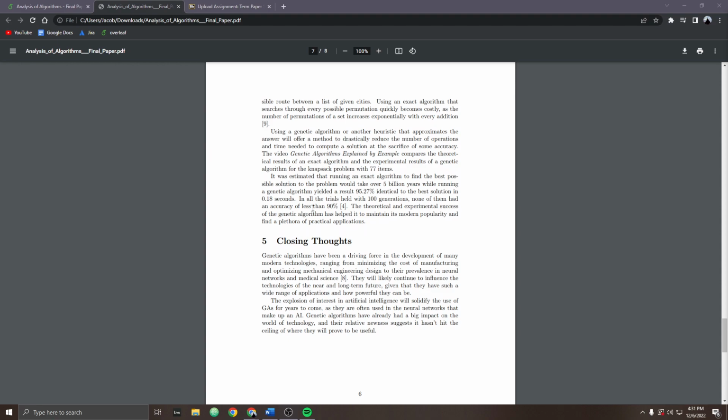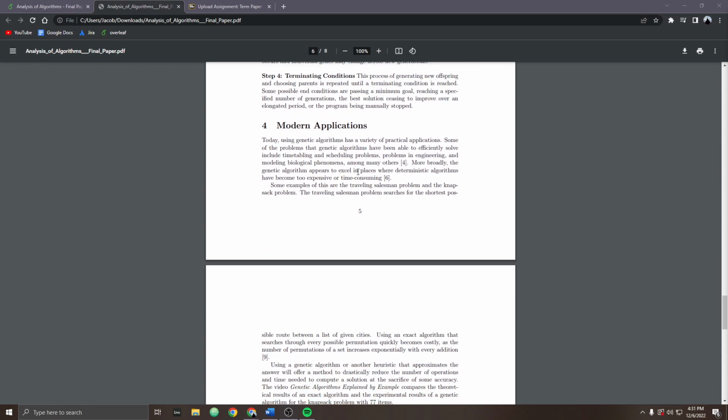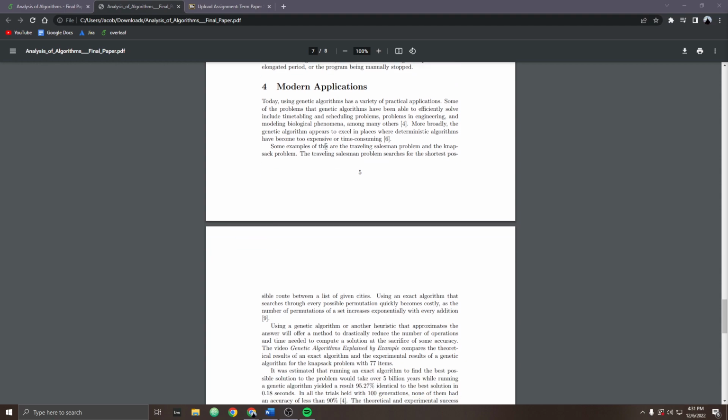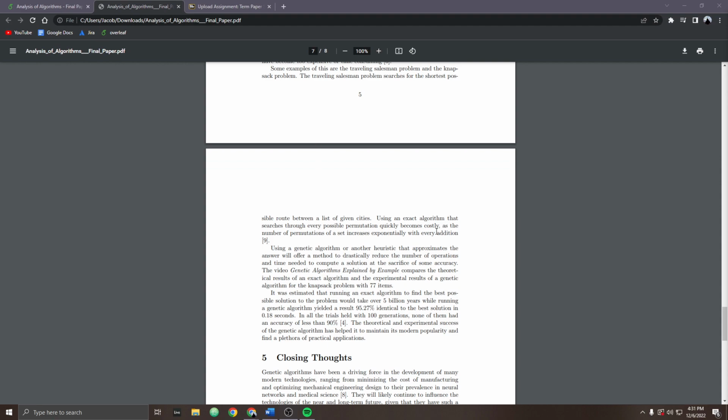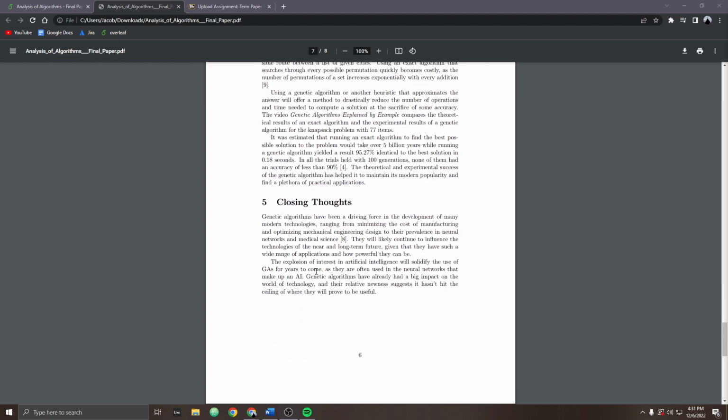So these have been really good at solving problems where deterministic algorithms are too expensive. For example, the knapsack problem it's good at solving, and there are plenty of others, such as the traveling salesman, but by understanding the genetic algorithm and its strengths and weaknesses, we're able to apply it in the future and hopefully use it in our technology.